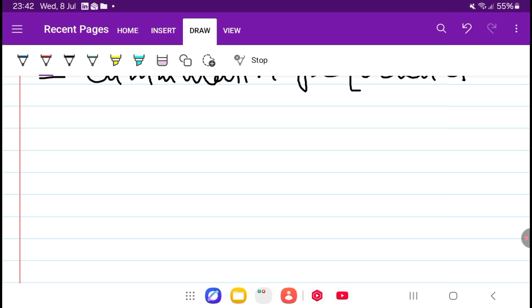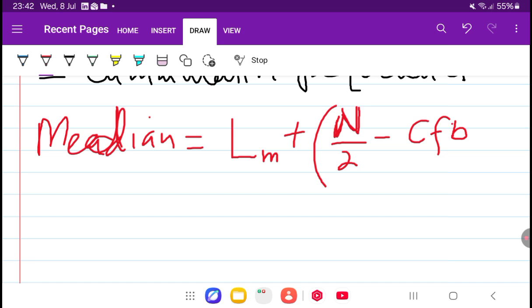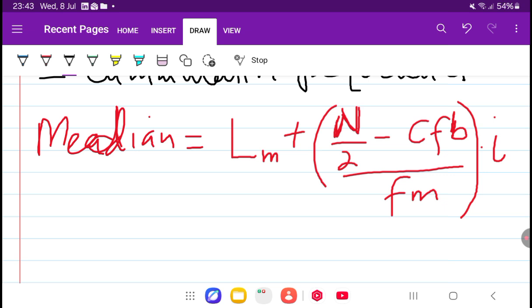So the formula for the median, of course, is this one: LM plus, we open bracket, n over 2 minus cumulative frequency before, over Fm, then times I. So these values, different textbooks will use different values or different letters, but what is very important is for you to understand what they are.